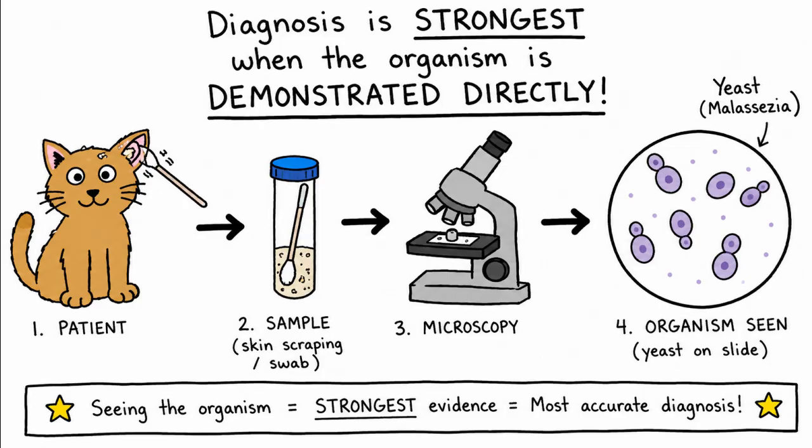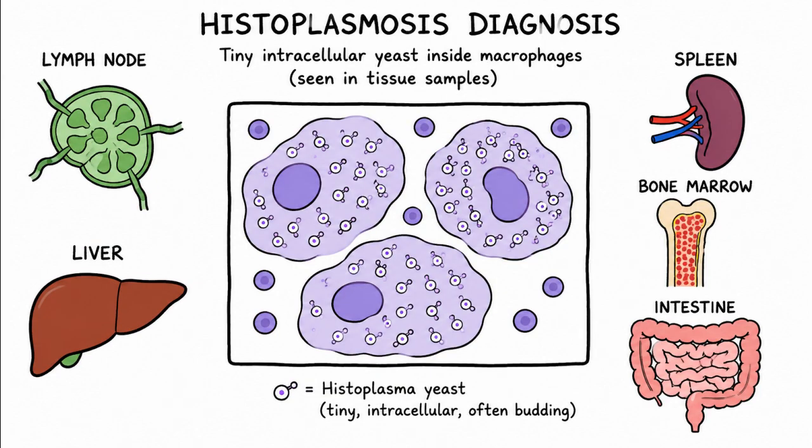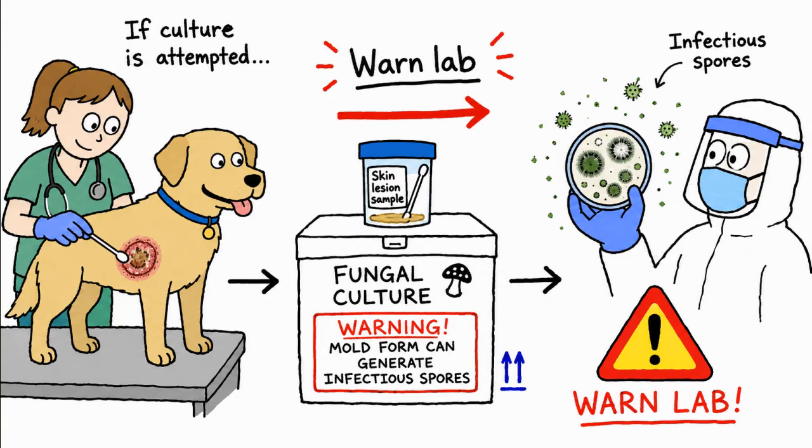Diagnosis is strongest when the organism is demonstrated directly. Large, broad-based budding yeast in aspirates from skin, lymph nodes, bone, or lung supports blastomycosis. Tiny intracellular yeast inside macrophages in lymph node, liver, spleen, bone marrow, or intestinal samples supports histoplasmosis. Histopathology with fungal stains is useful when cytology is inconclusive. If culture is attempted, the laboratory must be warned because the mold form can generate infectious spores.